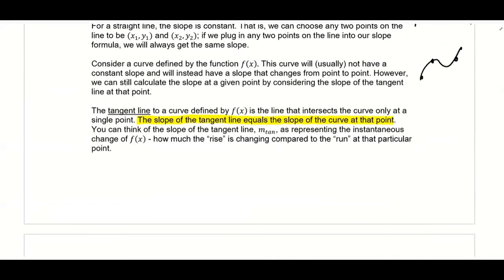So you can think of the slope of the tangent line, I'm going to denote it m sub tan, as representing the instantaneous rate of change of f of x. In other words, at that particular point, how much is the rise changing compared to the run? It's this idea of instantaneous rate of change, and that's going to be really important to us as we go forward talking about what the derivative is and what that allows us to do.